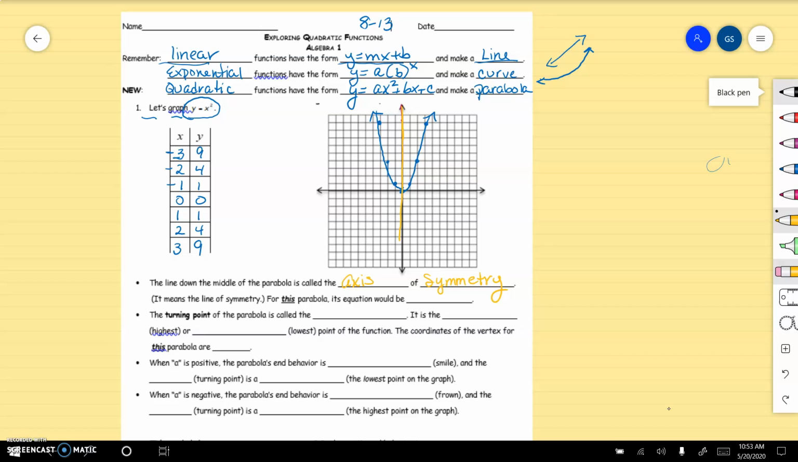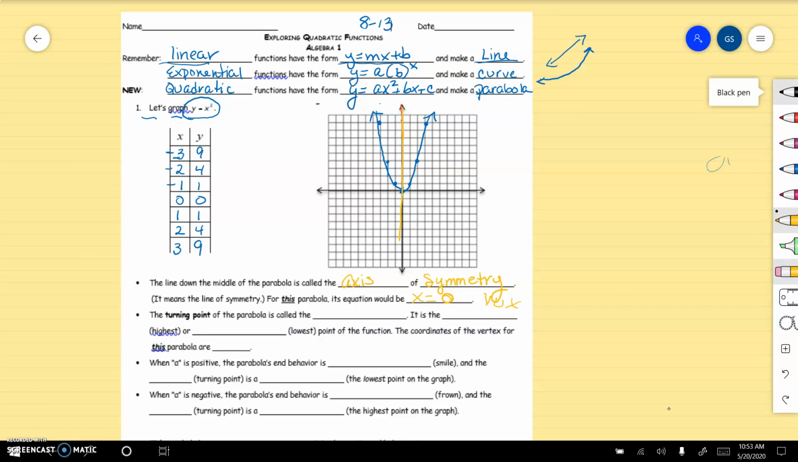Okay? It means the line of symmetry. So axis means the line. For this parabola, the equation would be, well, let's start with this. It's a line, so it has to be either y equals mx plus b, or in the case of a vertical line, it's x equals. Remember VUX? So x equals, and in this case, x equals 0.